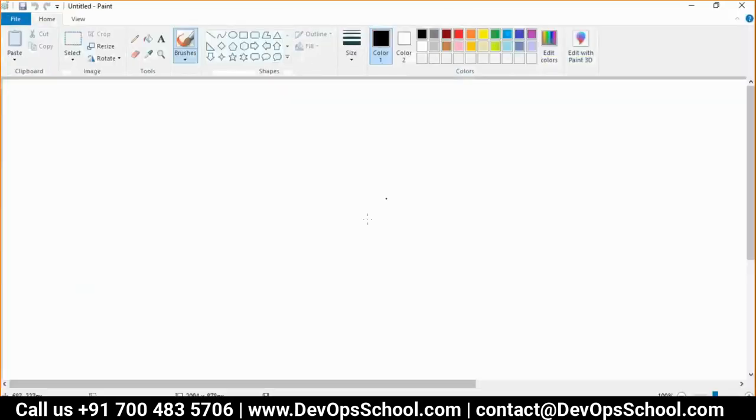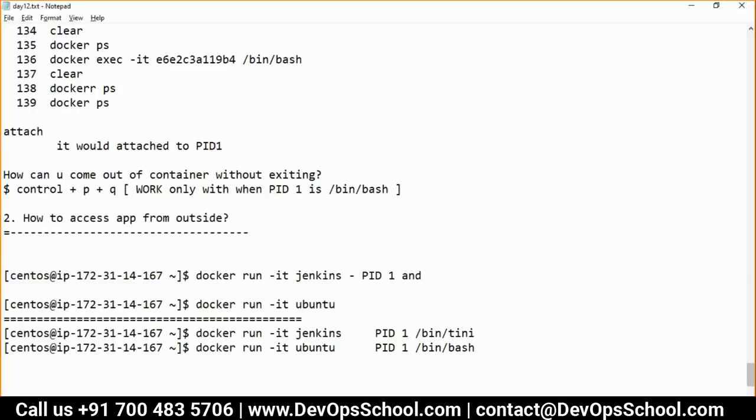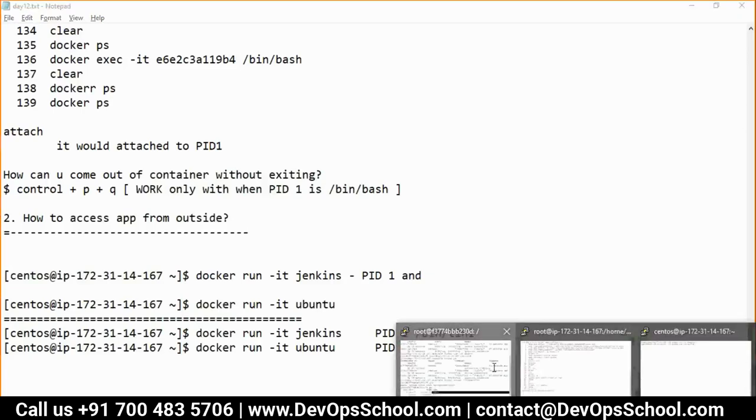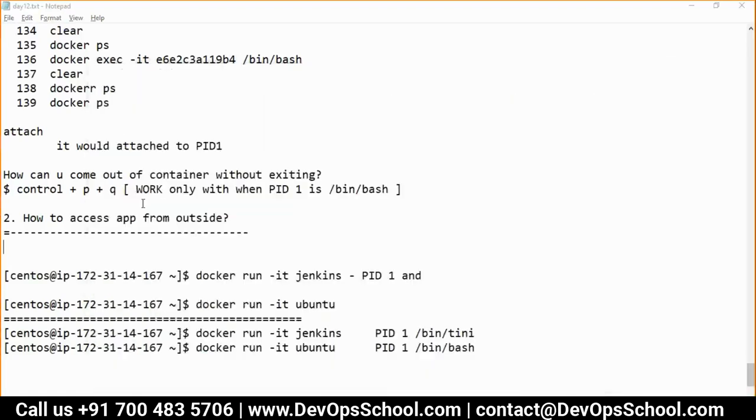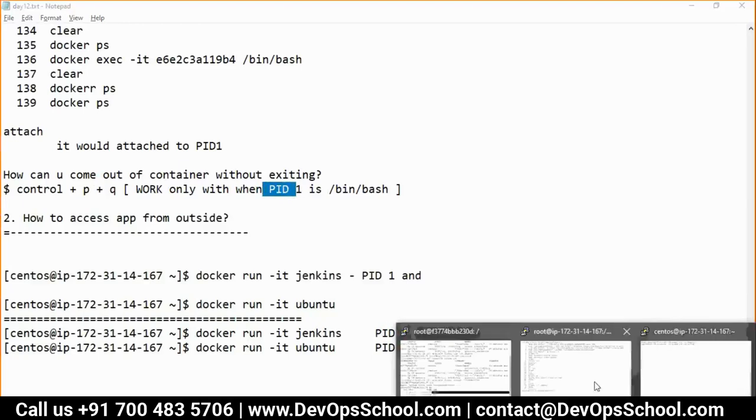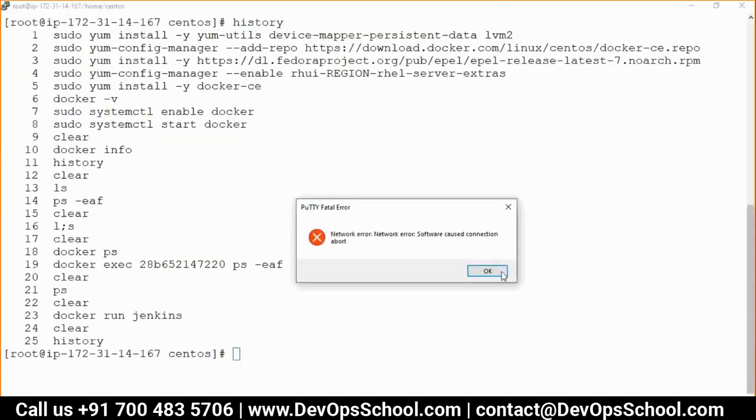Can you help with the attachment? Sorry, I just didn't get the voice clearly. Okay. There's a small break. Yeah. So attach. It will be attached to PID1. So you will attach to the PID1, and for the PID1 of the container you just do Docker PS. You will get this.